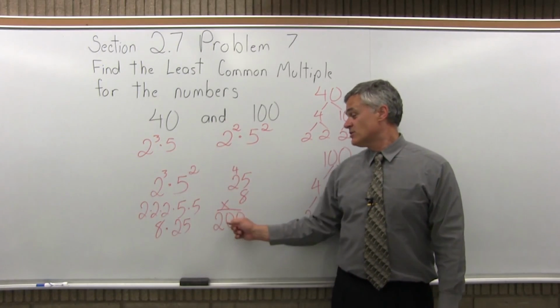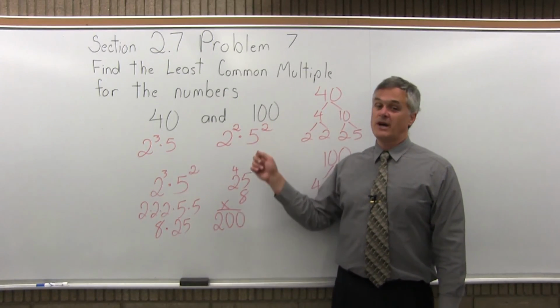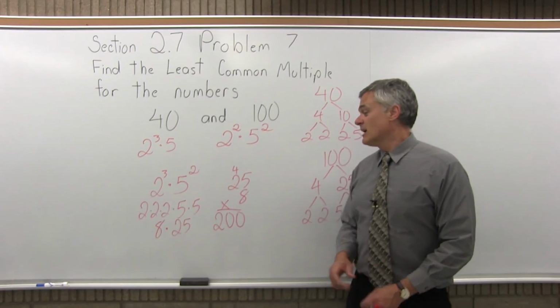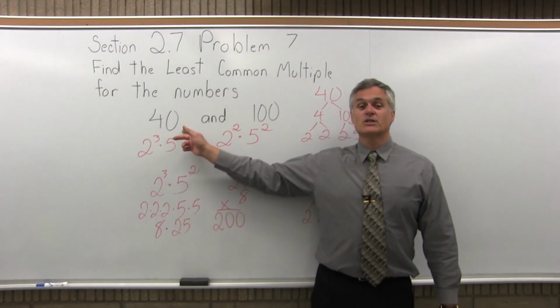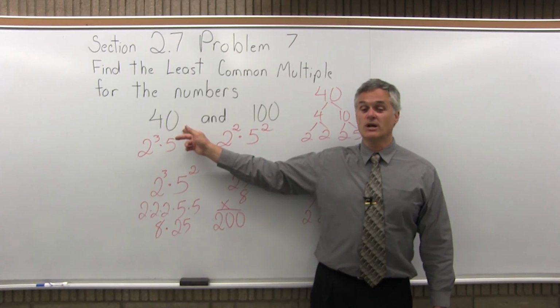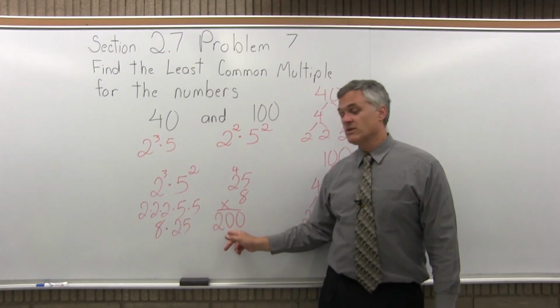So 40 divides into 200 evenly. 100 divides into 200 evenly. And again, why would we need to find that? If you had a problem where you had fractions with denominators of 40 and 100, then the lowest common denominator would be 200.